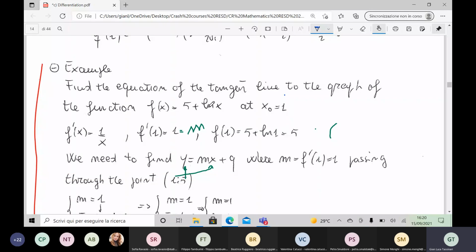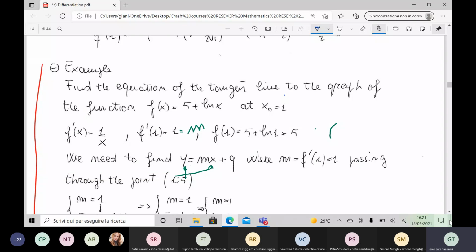So which is the tangency point? You have simply to insert 1 into your function. So compute f of 1, and then you get 5 plus ln of 1. But ln of 1, you know that is 0. The logarithm, independently of the base, of 1 is 0. So you get 5.